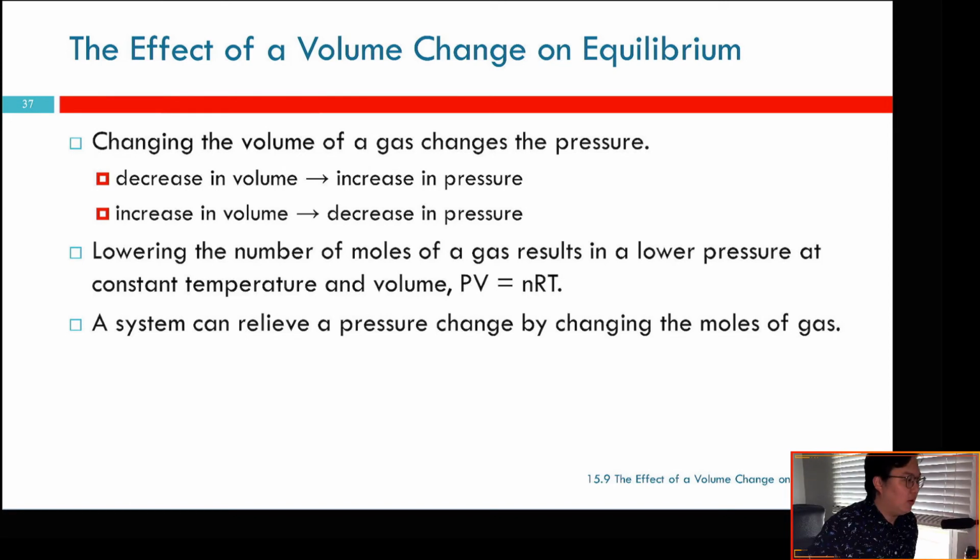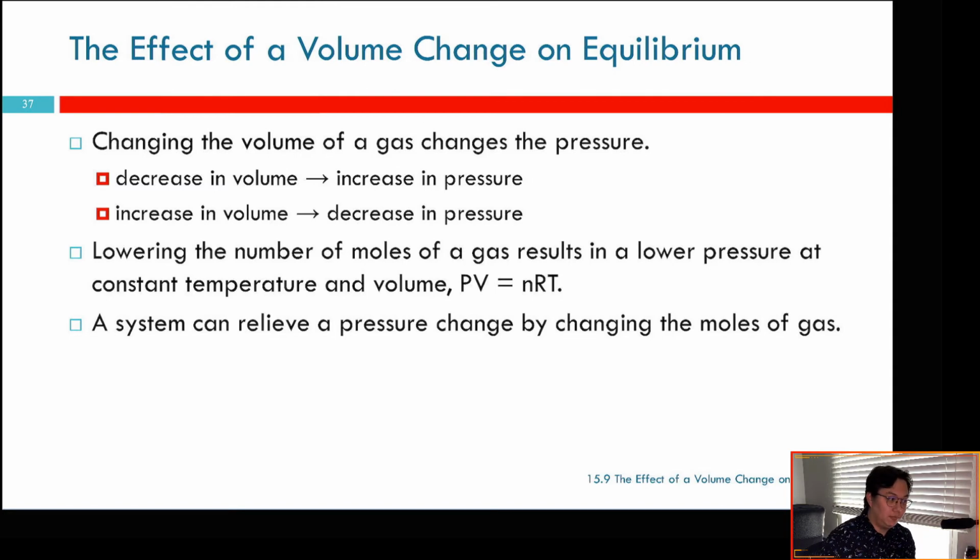Here we go. So we looked at how adding or removing products or reactants affects the equilibrium. But now we're going to look at changing the volume of a gas and how that changes the pressure and how that changes the equilibrium.